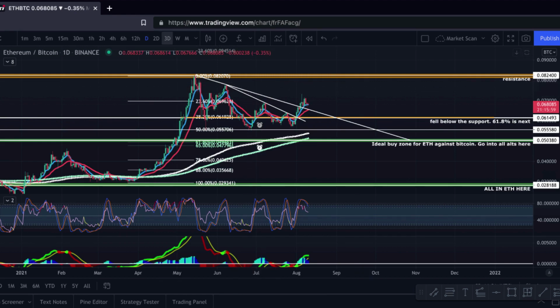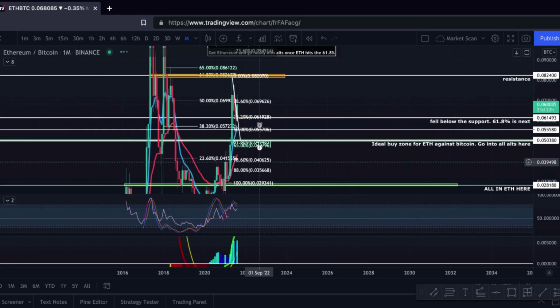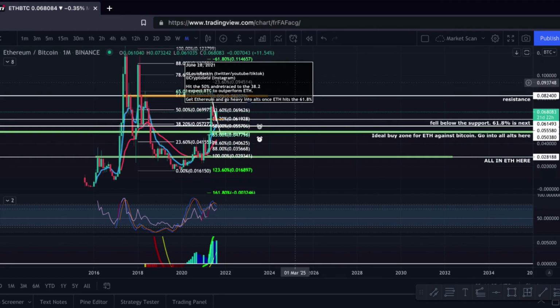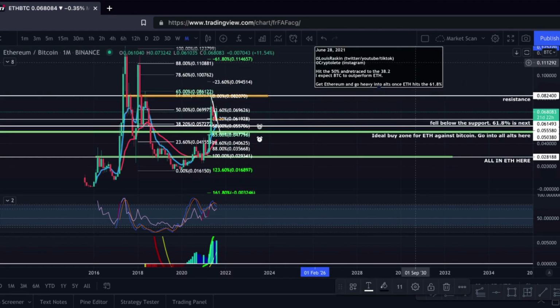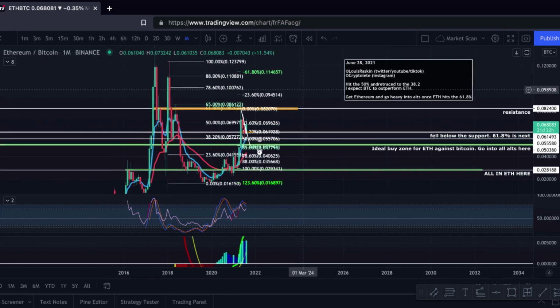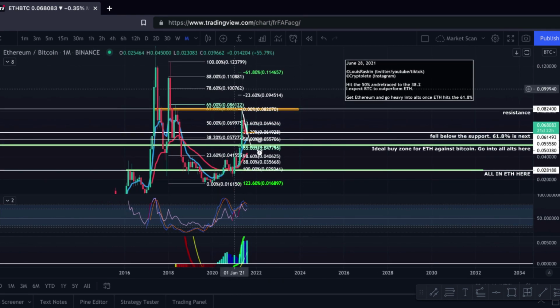Let's start on the monthly. Let's just do this monthly to weekly. So in June, I said it hit the 50% and retraced to the 38.2. June 28th, so that was right around here, I guess. And what did I say? I expect Bitcoin to outperform ETH. Oh yeah, it did. Look at that. Boom.